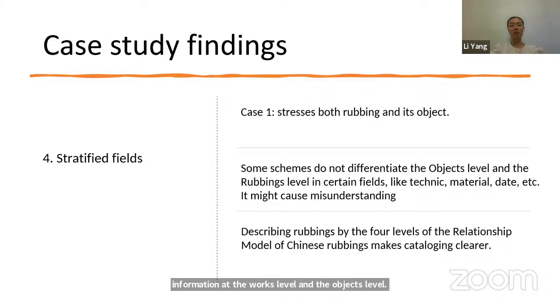However, it does not fit the Chinese rubbing case, which stresses both the object and the rubbings. If the metadata fields are not stratified by the relationship model levels, it might cause misunderstanding. For example, the measurements, the creating dates, and the material of the objects and the rubbing might be different.